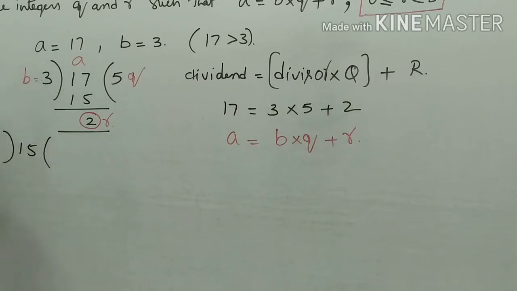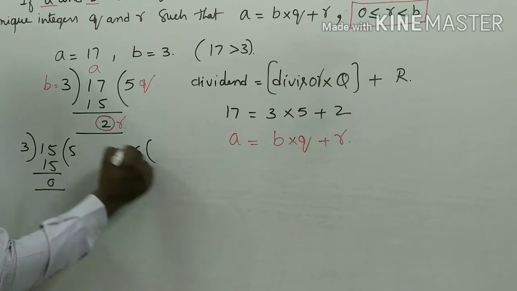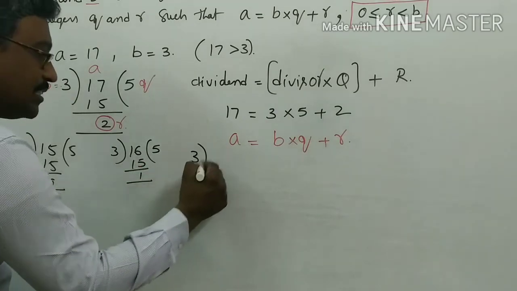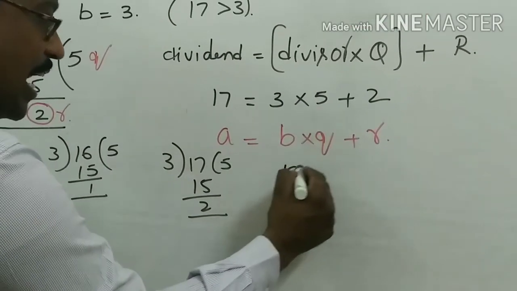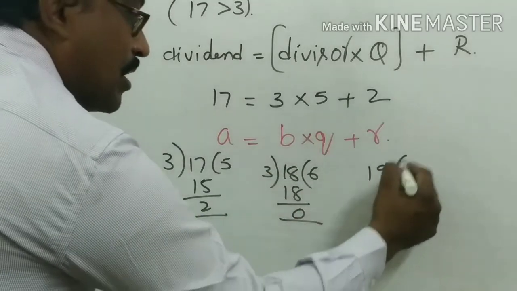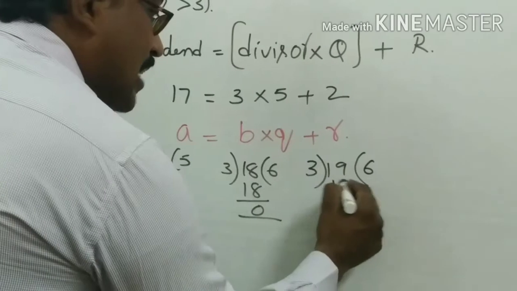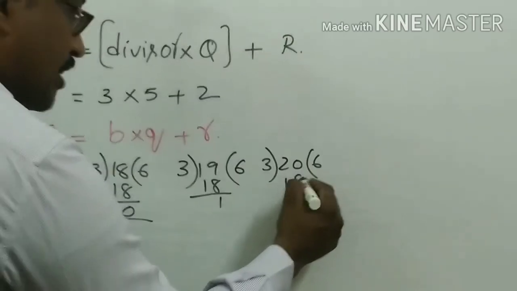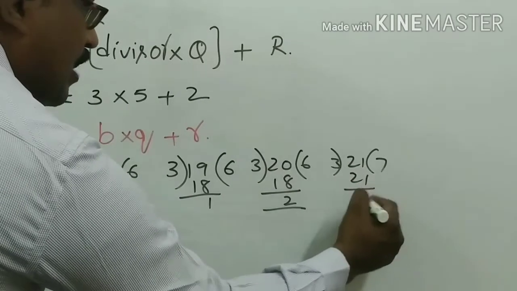I am starting with 15. 3 fives are 15, 0 is the remainder. If I do 16, 3 fives are 15, 1 is the remainder. If it is 17, 2 is the remainder. And if it is 18, the next number, 0 is the remainder. Continuing from 15, 16, 17, 18, 19: 3 sixes are 18, 1 is the remainder. Next 20, 2 is the remainder. Again 21, 0 is the remainder.